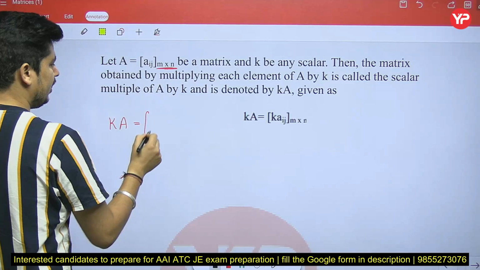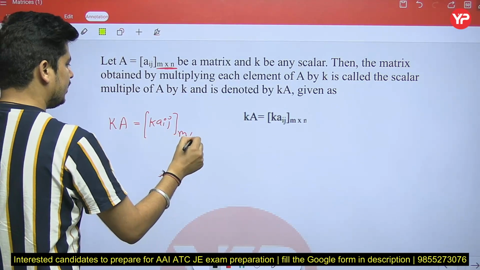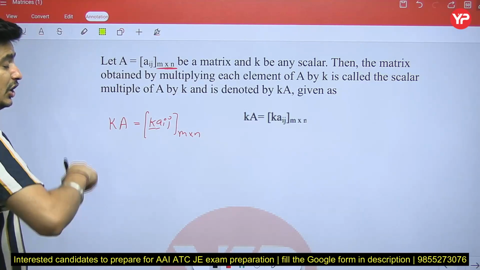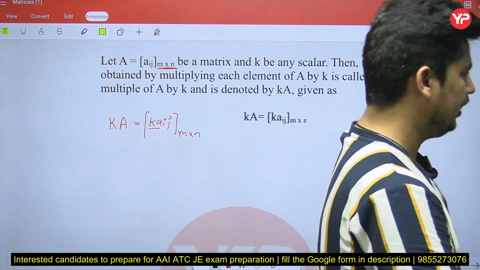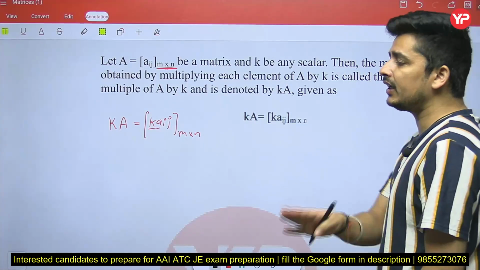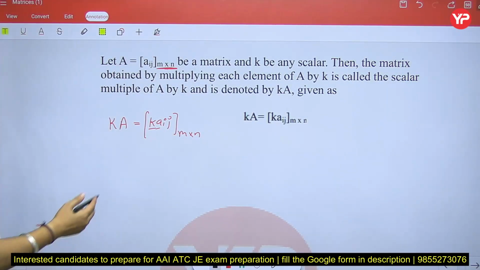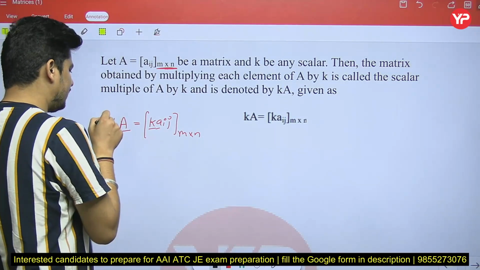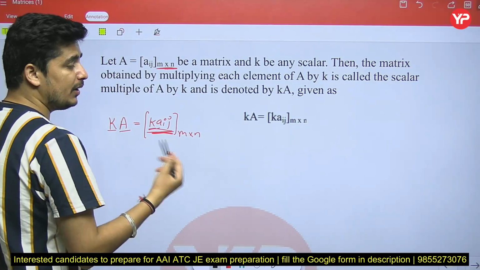So what is happening? Each element of this Aij will multiply with that constant, right? Each element. In case of determinant, that is different. Remember, this is the property that is different when we talk about the determinant, right? Here, if you have a matrix and you multiply this matrix A with a constant, then each element of this matrix will multiply with the constant.